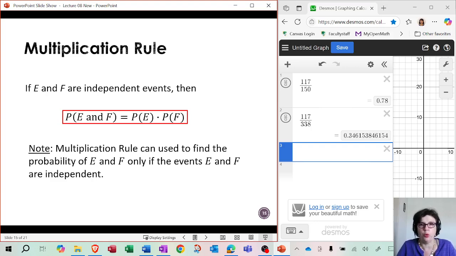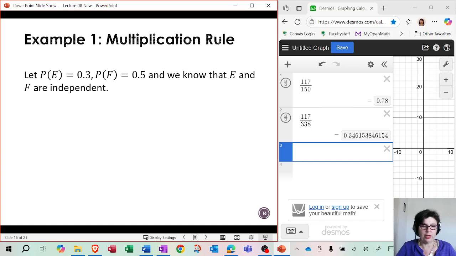This is something that you will have to check. If it's equal, then yes, independent. If it's not equal, no, not independent. And the reverse is also true. If it is equal, then independent. If it's independent, then equal. Let's look at the first example.